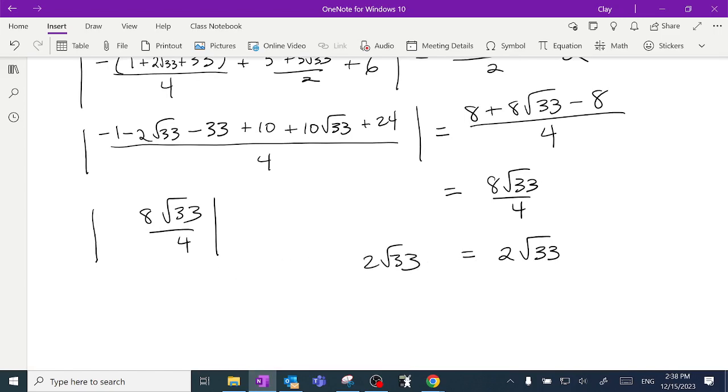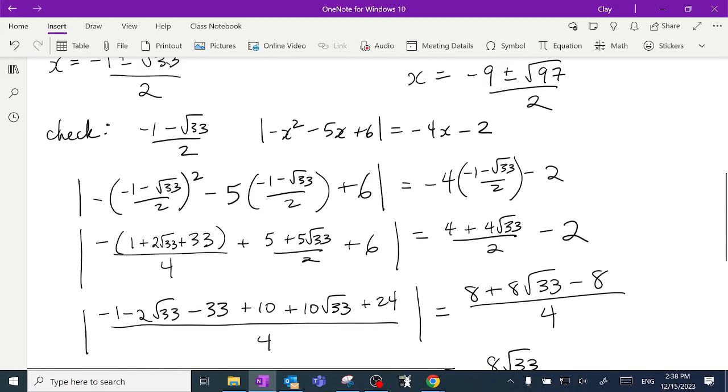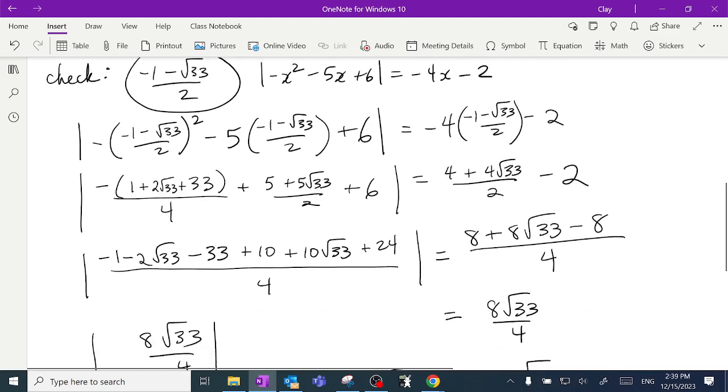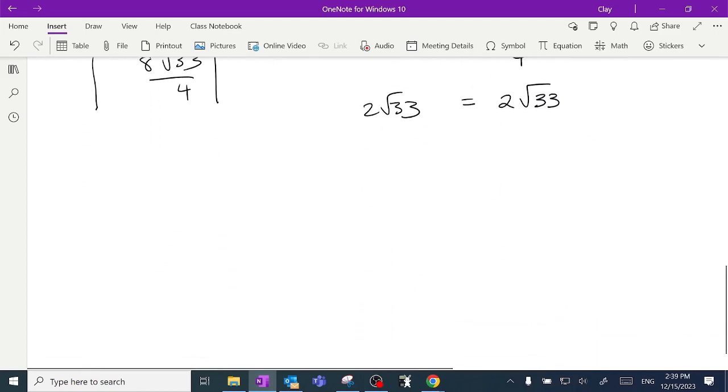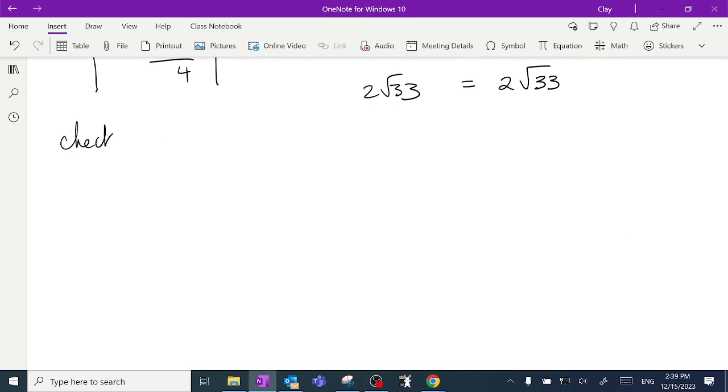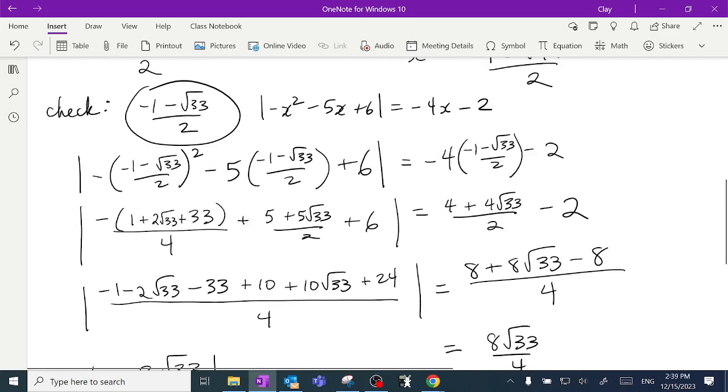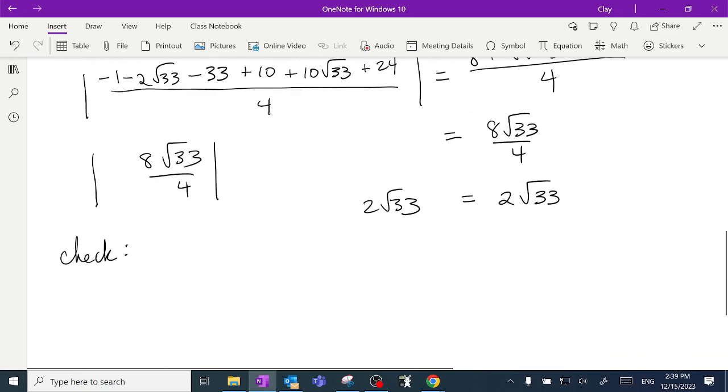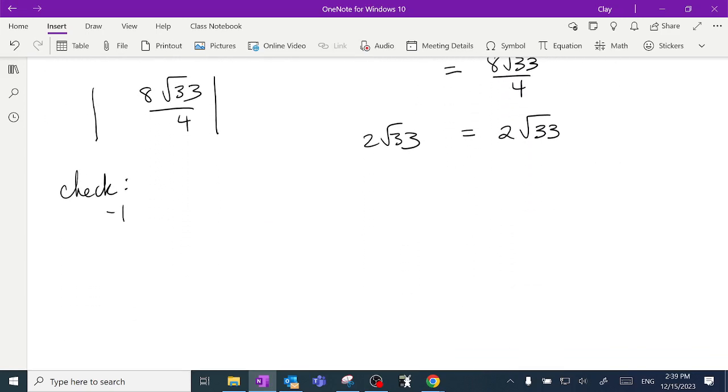So, yep, this is an answer. But, of course, I'd have to check the other one. So I'm going to keep going. I'm going to check the other one, which is, well, what is it again? What is the other one? Minus 1 plus root 33 over 2.